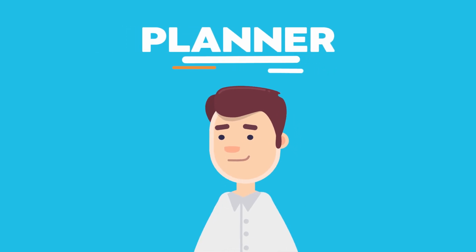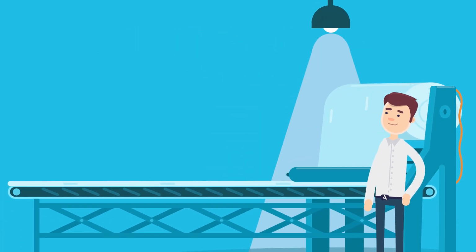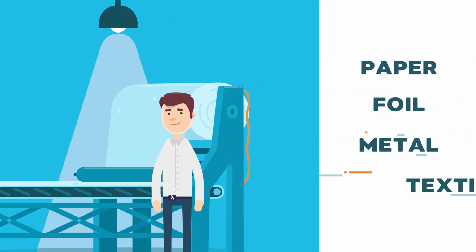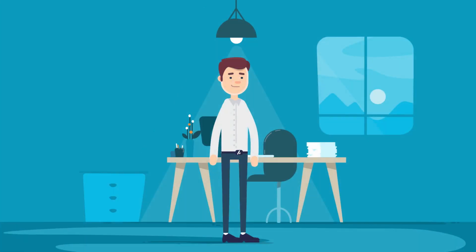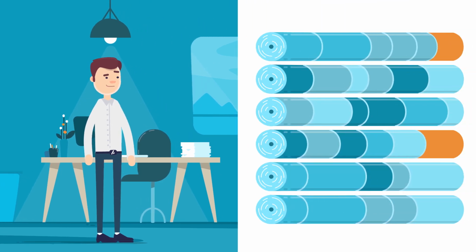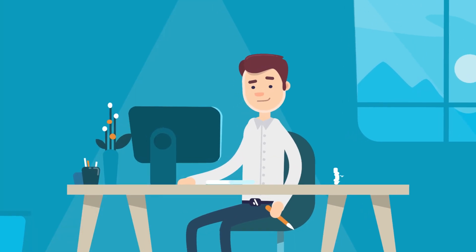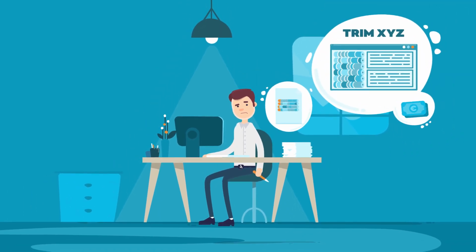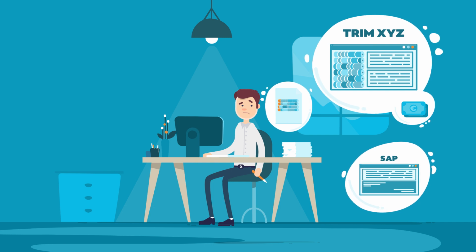Do you work in the reel or sheet processing industry? For example, in paper, foil, metal, or textile production? And are responsible for creating cutting plans? You trim manually because the established trim applications are too expensive, and integrating them into your SAP planning applications is too complex.